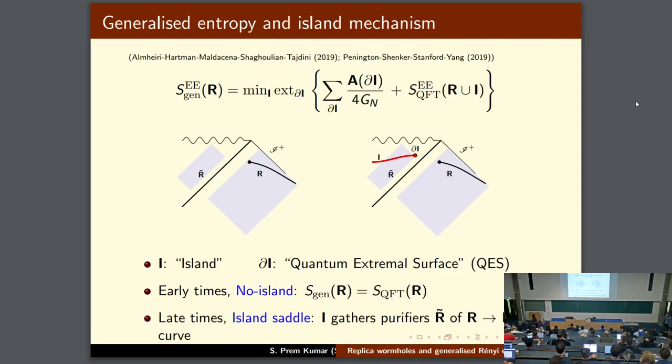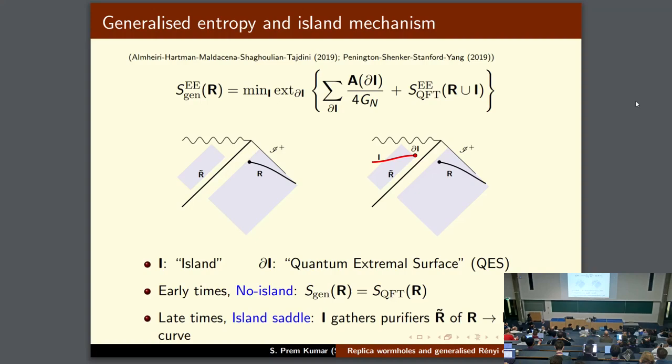One of the bits is an area term, and the other bit is a standard QFT entanglement entropy term. And the way you compute the generalized entropy is actually to not just consider the QFT entanglement entropy of the radiation region alone, but to append to the radiation certain additional regions that are called islands, to be determined dynamically. And every time you append these island regions, you have to add to the entropy an area term, which is the area of the boundary of this island region, and the boundary of the island region is what we call the quantum extremal surface. So the idea is to take this combination and extremize over the quantum extremal surfaces and take the minimum of this quantity over all possible island contributions.